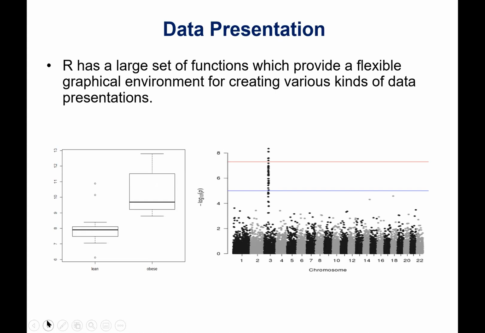Another advantage of R is that it provides many functions like the plot function. We can draw very high quality pictures. For example, today we can draw two pictures: a box plot, where we can compare two groups, and a Manhattan plot, where we can try to identify some targets. R provides these functions and you can change many arguments and draw high quality pictures that can be used for your publications.